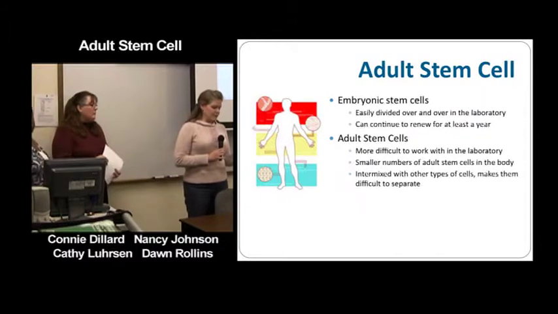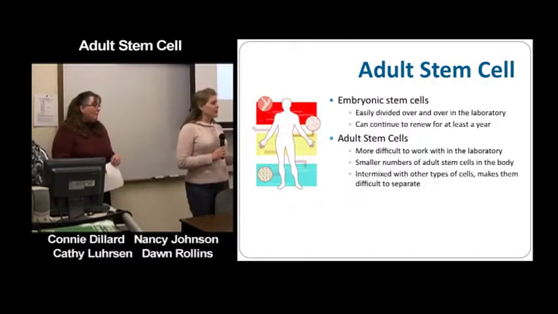Adult stem cells are a lot harder. They're a lot harder to identify in the body, and there aren't that many cells. So for research purposes, harvesting them is more time-consuming. Also, adult stem cells can intermingle with other cells, which makes them a little more difficult to locate and harvest.